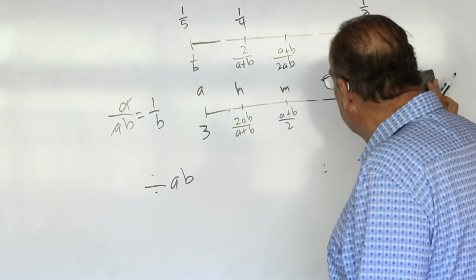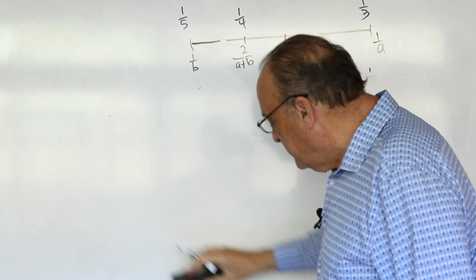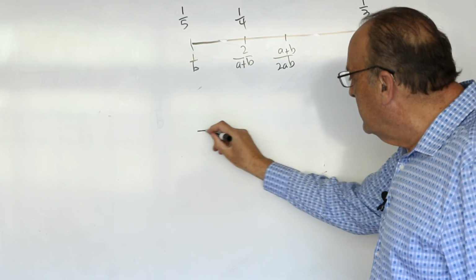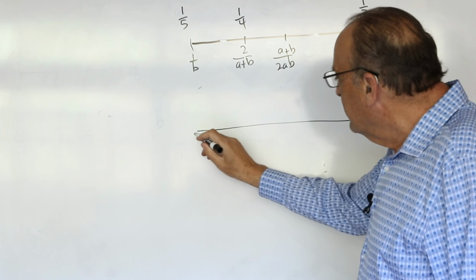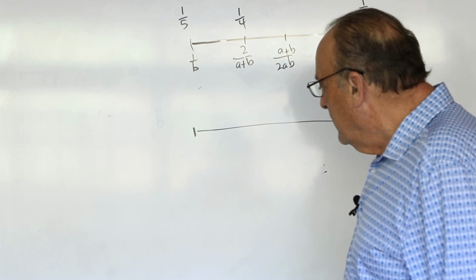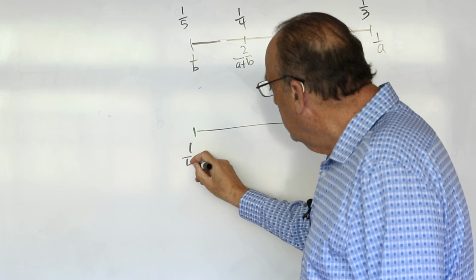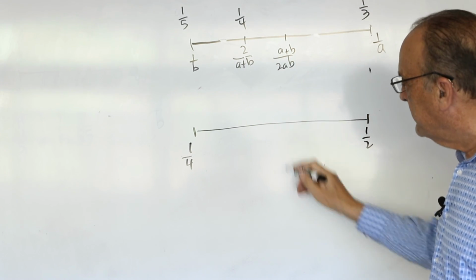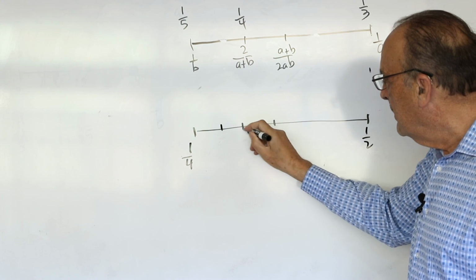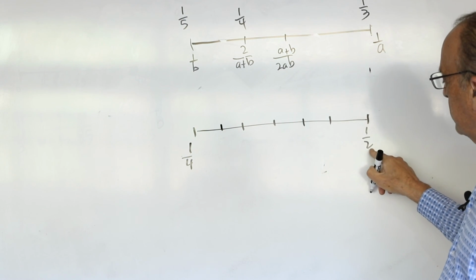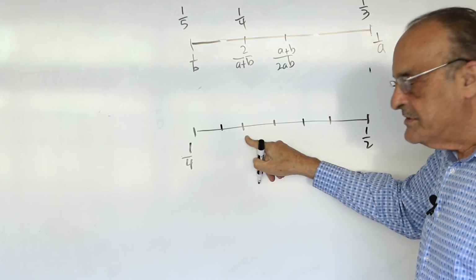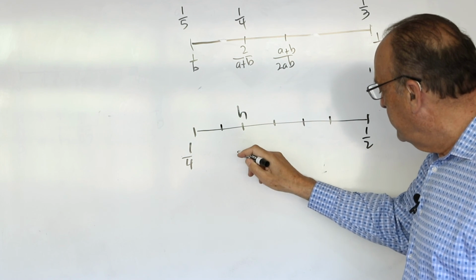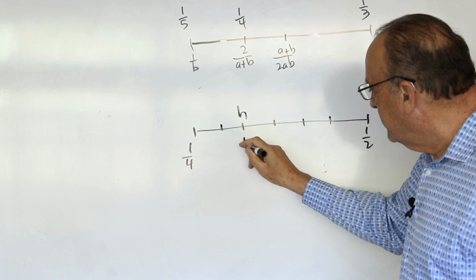Another way to get that result, and a nice do now exercise for students when they come into class, is that you can have this on the board. You can have 1/4 and 1/2. And 4 plus 2 is 6, so split this into 6 spaces. And since that number is 2, you go 2 spaces over, and that'll actually be the harmonic mean, and that'll be 1/3.